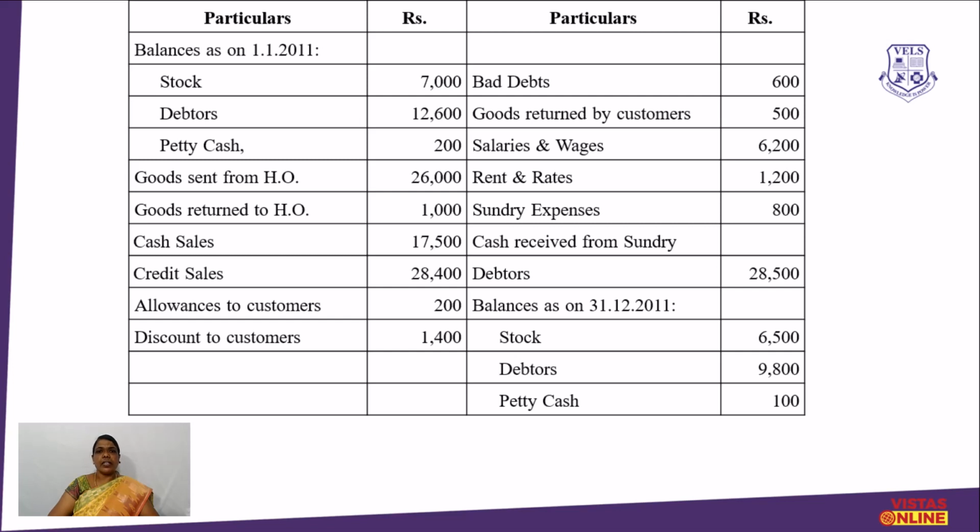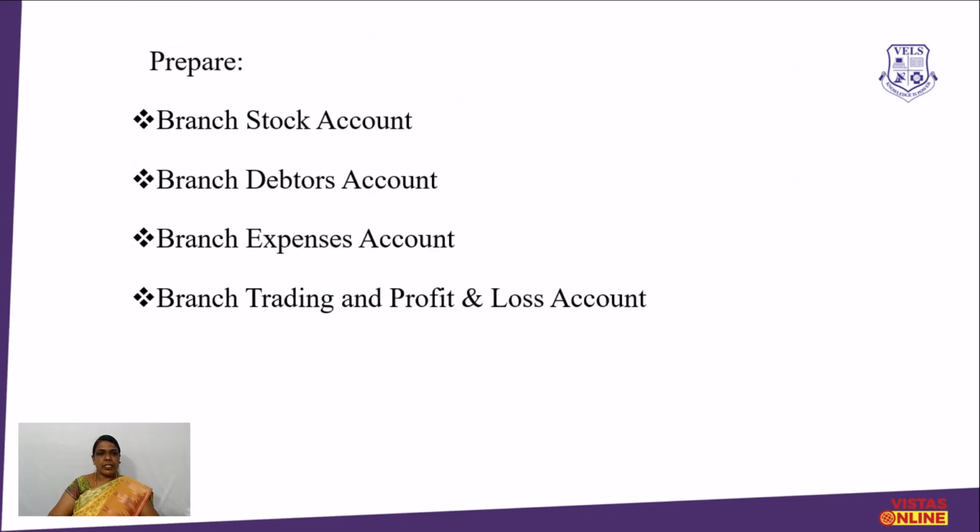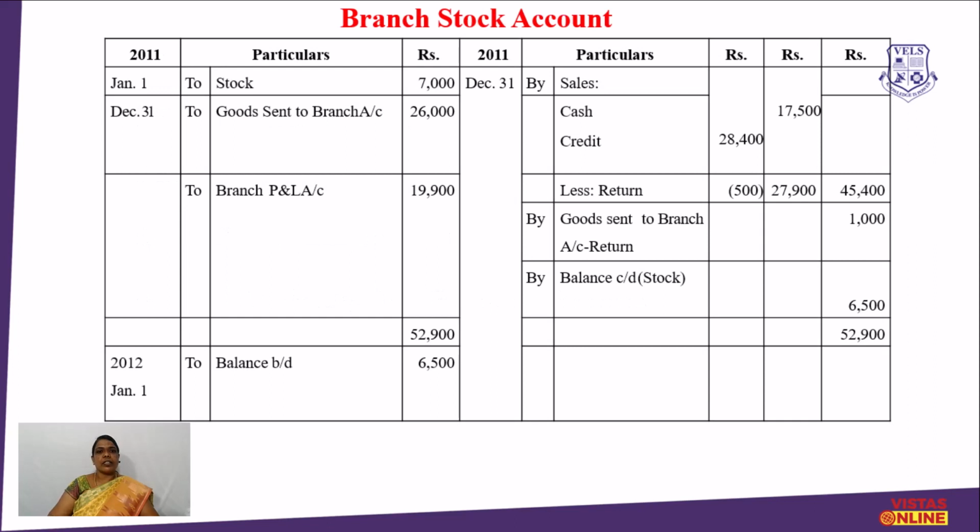Come to the credit side: bad debts 600, goods returned by customers 500, salaries and wages 6,200, rent and rates 1,200, sundry expenses 800, then cash received from sundry debtors, how much? 28,500. Then we can see the closing balances: stock 6,500, debtors 9,800, petty cash 100. Prepare branch stock account, branch debtors account, branch expenses account, branch trading and profit and loss account. Right? Now we can see the solution.